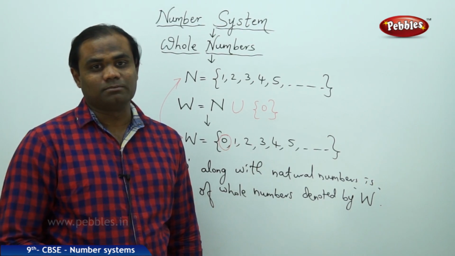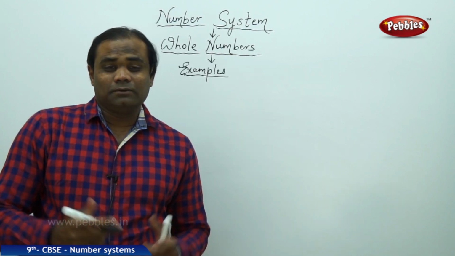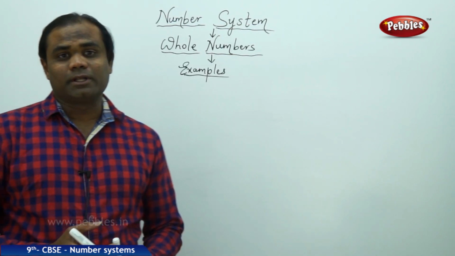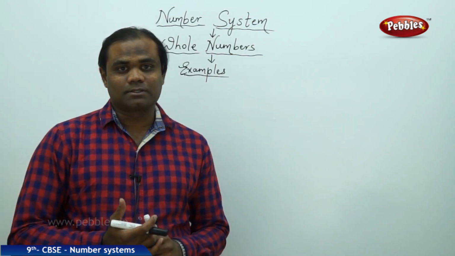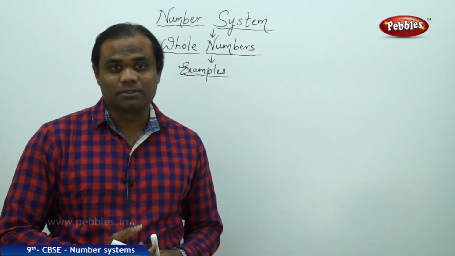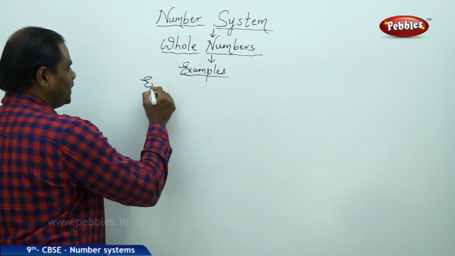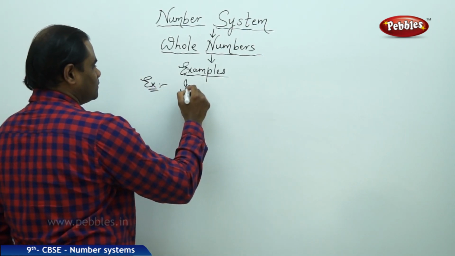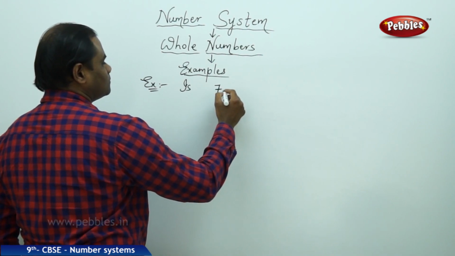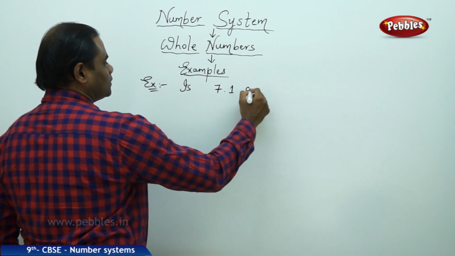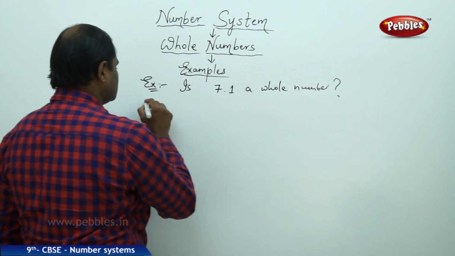Let's do some example problems to understand the concept of whole numbers better. Now that we have understood the whole numbers and how they differ from the set of natural numbers, let's try some example problems to understand the concept more strongly. For example, is 7.1 a whole number? Is my question.